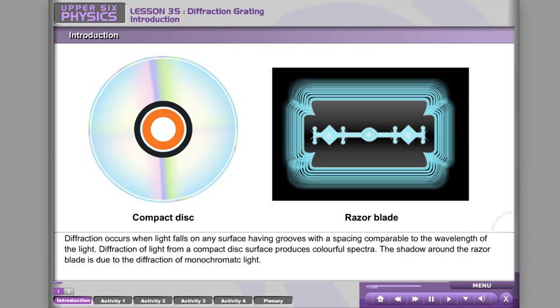Diffraction occurs when light falls on any surface having grooves with a spacing comparable to the wavelength of the light. Diffraction of light from a compact disc surface produces colorful spectra. The shadow around the razor blade is due to the diffraction of monochromatic light.